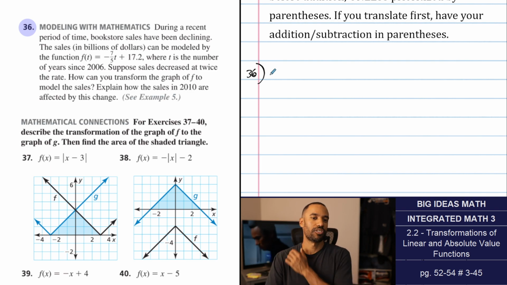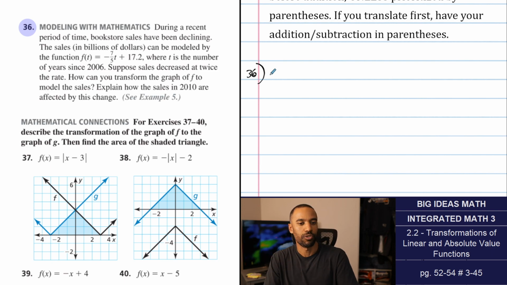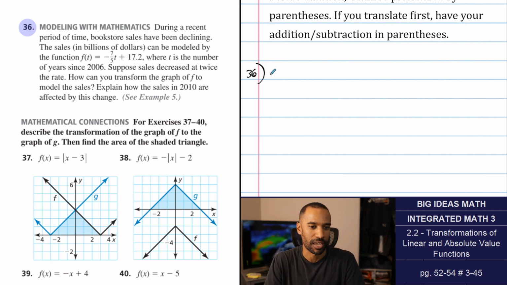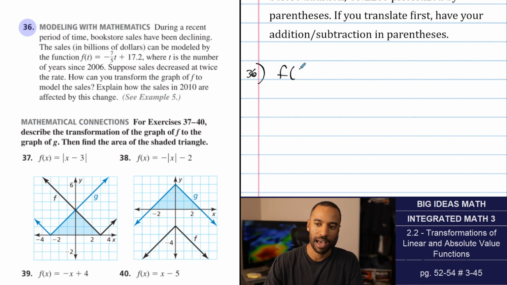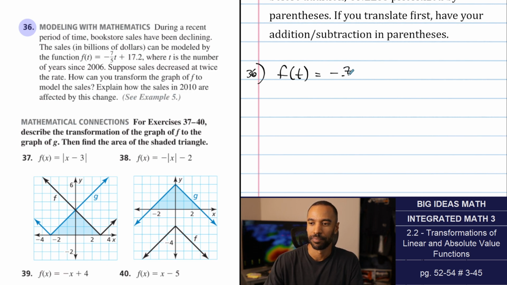All right, suppose sales decrease at twice the rate. How can you transform the graph of F to model the sales? Explain how the sales in 2010 are affected by this change. Yeah, so you initially have some, twice the rate. You initially have some F of t here.